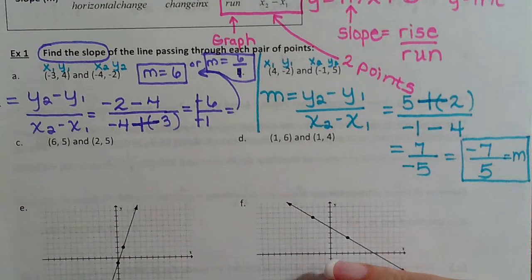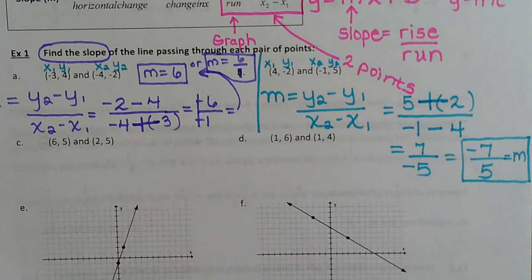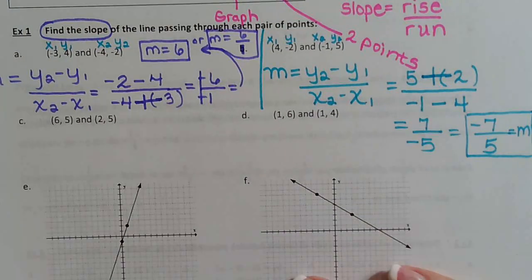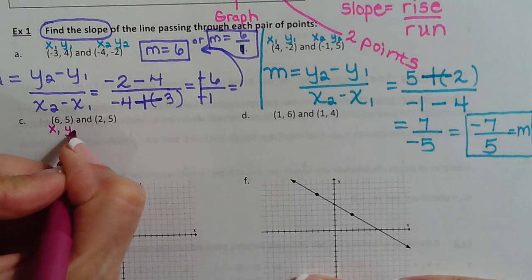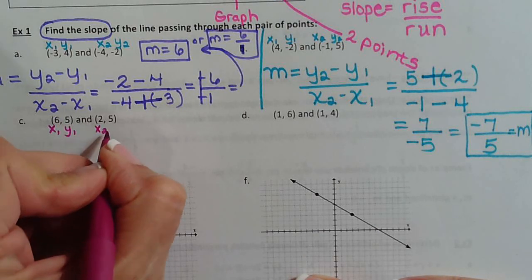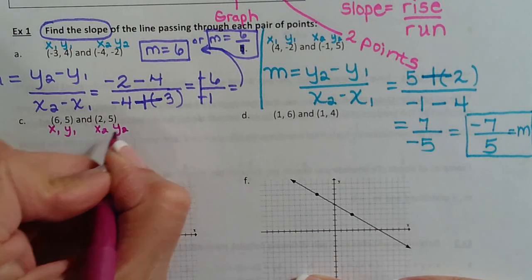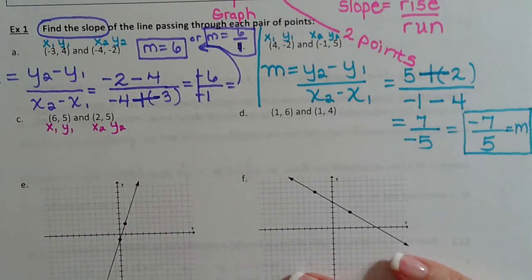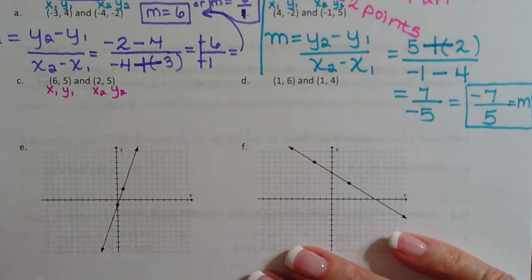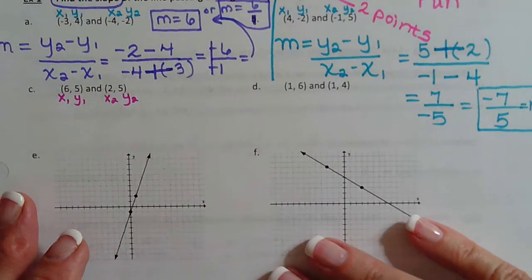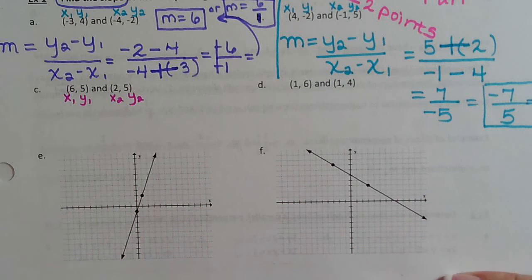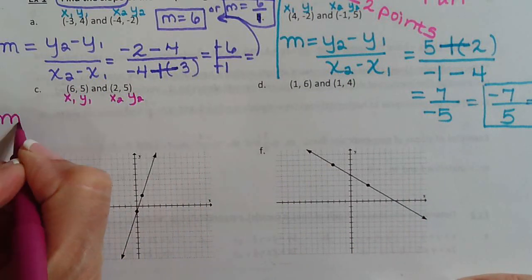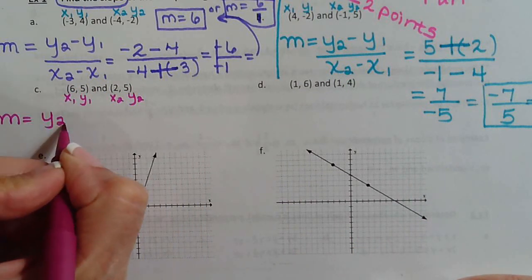Okay, I'm going to go ahead and do this next one. So we have C, x1 and y1, x2 and y2. So now I'm ready to plug it into the formula. So again, I'm going to write the formula so I can have it memorized. So m equals second y minus first y.